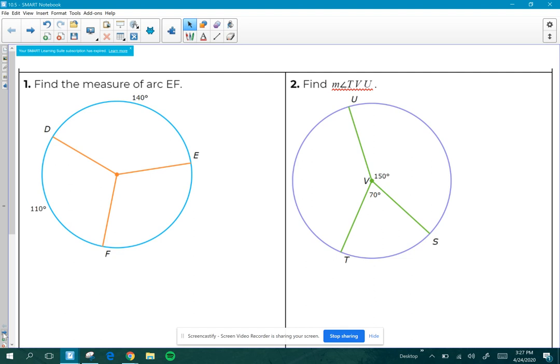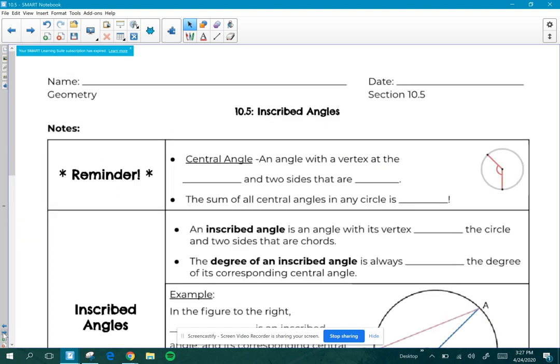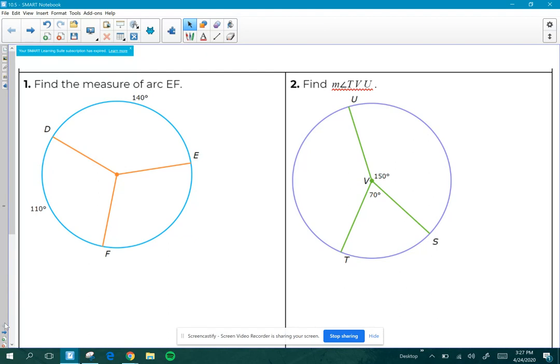Hi guys, so we are going to work on section 10.5 today, which is inscribed angles. So you should have your note sheet that looks just like this out and ready to go. Before we get into inscribed angles though, I did want to take some time to review a couple of concepts that we'll need for this section.